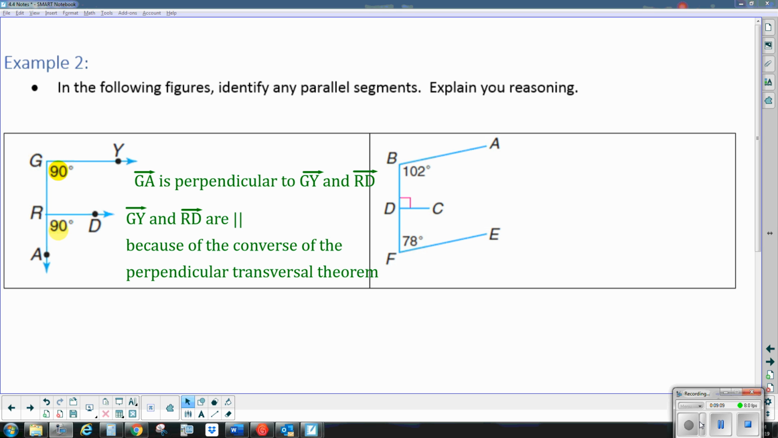Okay, let's look at the next example. And here we can see that BA and CD are not parallel, because if they were parallel, then consecutive interior angles would be supplementary. So BA is not parallel to CD because consecutive interior angles are not supplementary.